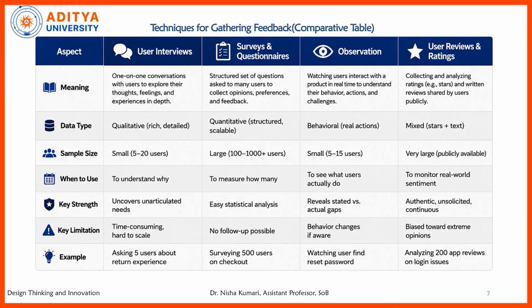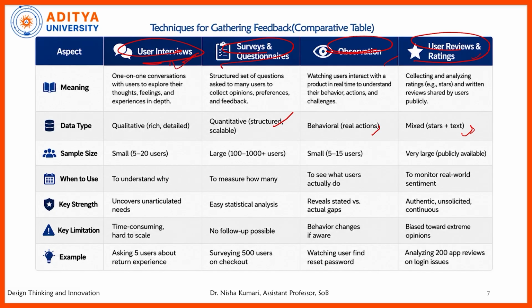So overall, of the different techniques we have to gather feedback, the first one is the user interview, where we get more rich and qualitative data. Surveys and questionnaires give structured answers, meaning quantitative data. In observations, we get behavioral data, meaning the actions, how the users are behaving. And in user reviews and ratings, we get mixed data, both qualitative and quantitative. Now, when are we going to use these different feedback methods?